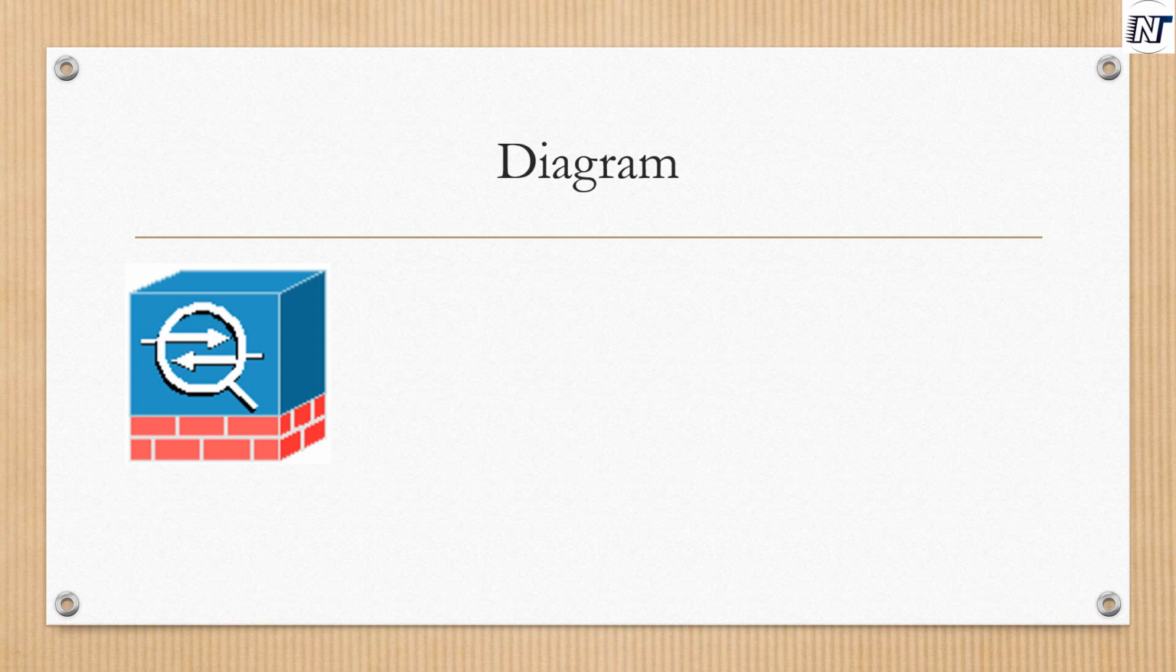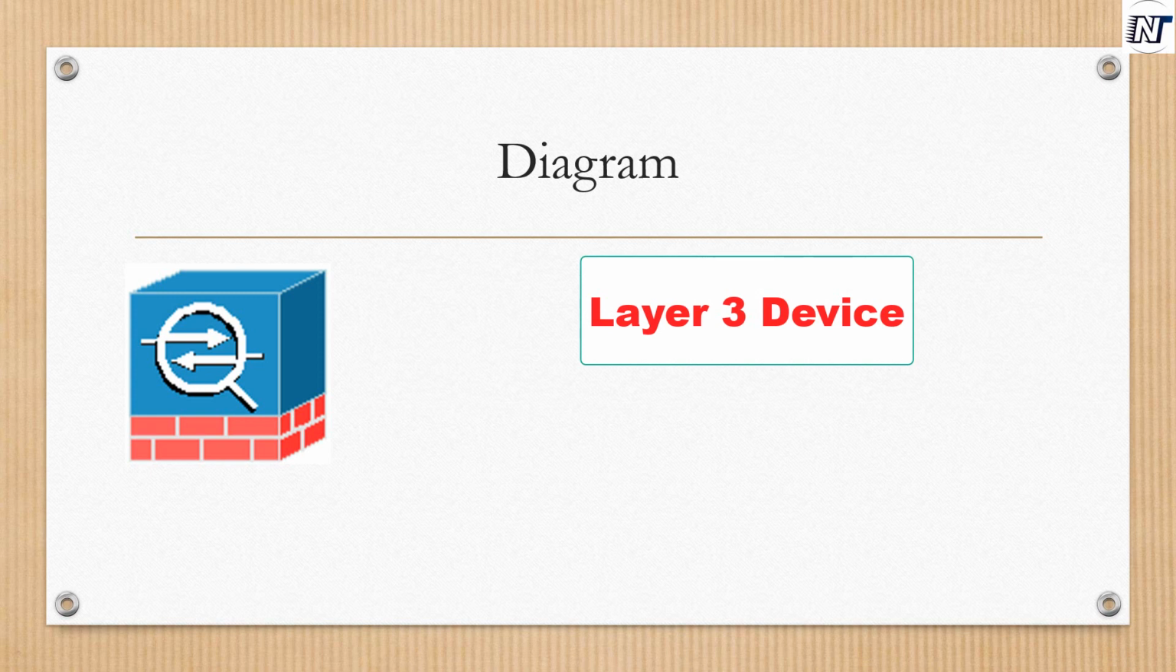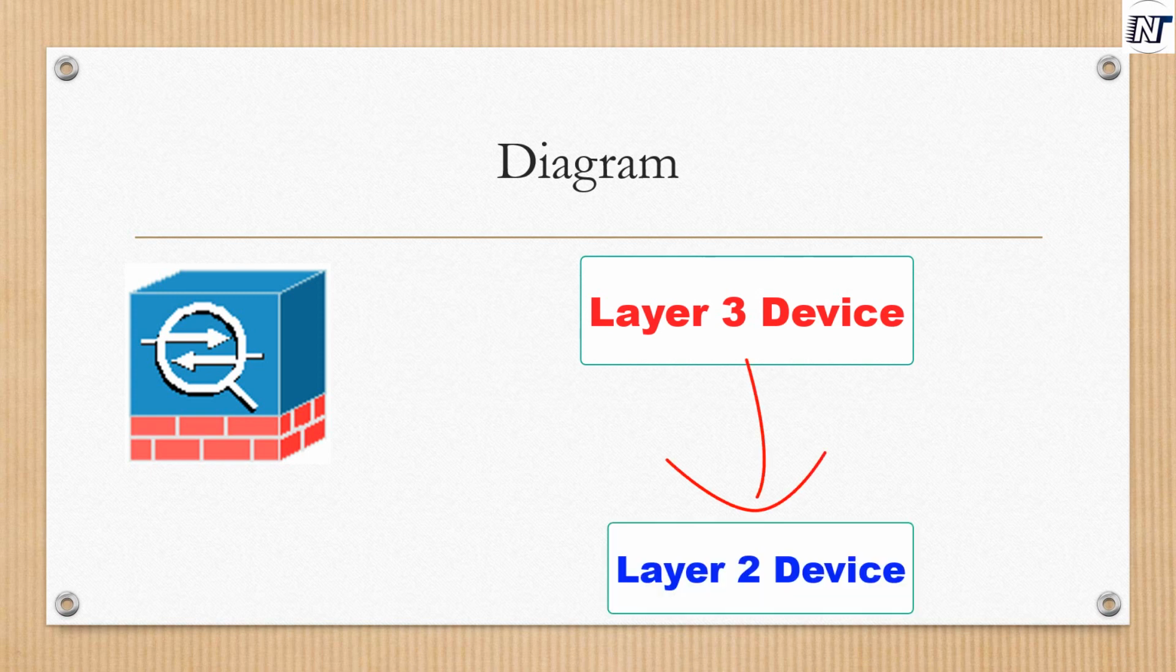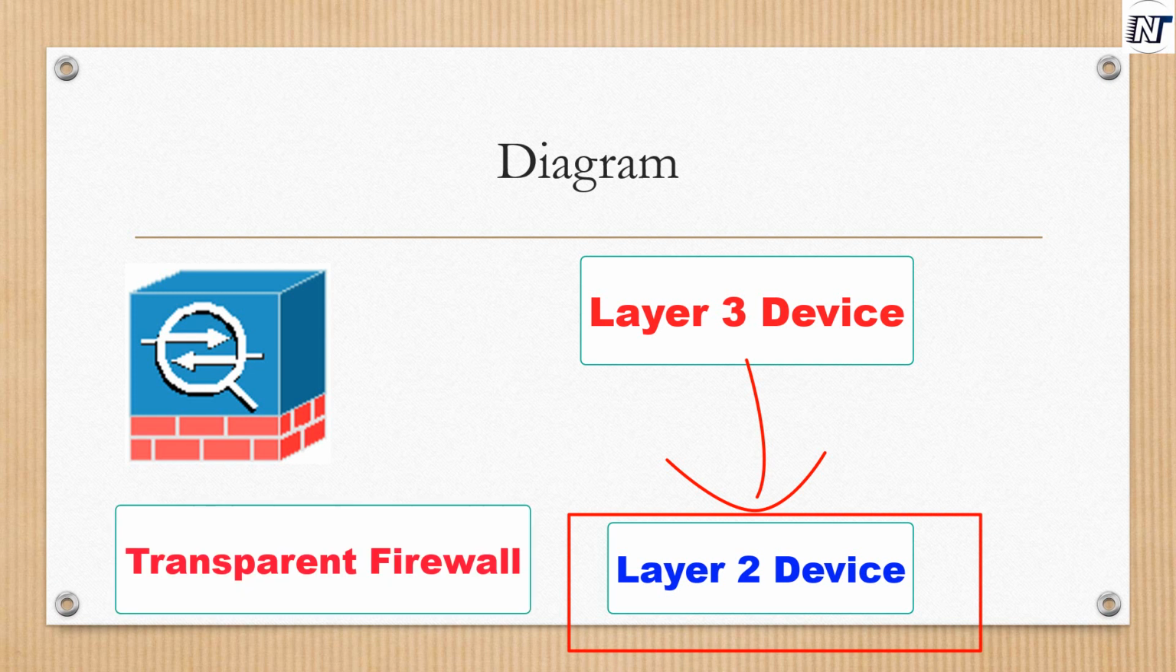And yes, you do have the ability to turn this layer 3 device into a layer 2 device, which can also act as a firewall, which is called a layer 2 firewall. We will cover it in this video series. This type of firewall in Cisco is known as a transparent firewall.